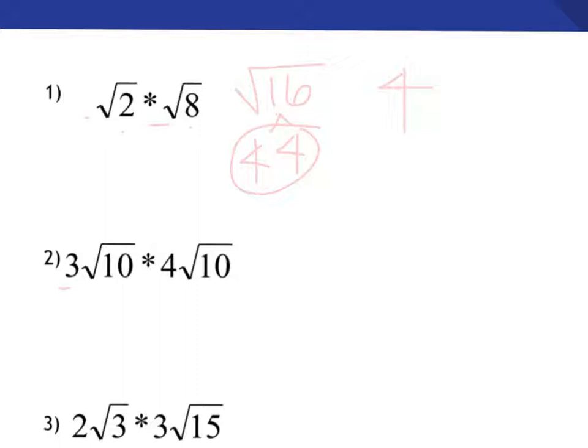This one, it does have numbers in front, so you'll just multiply those together. So that would be 3 times 4 is going to give you 12, and then I'm going to multiply the insides of the radicand, and it's going to give me 10 times 10, which is 100.